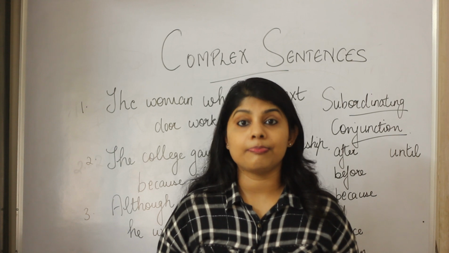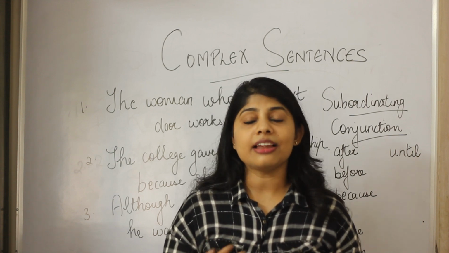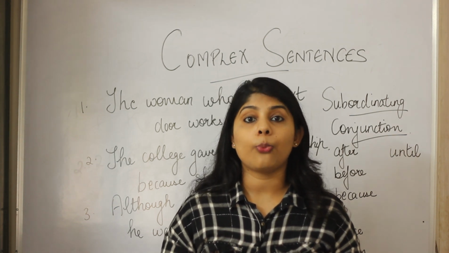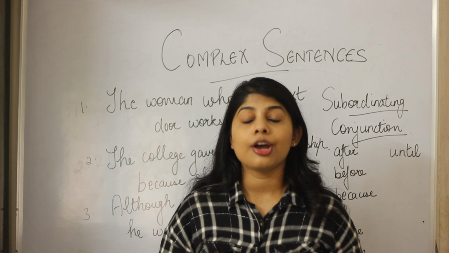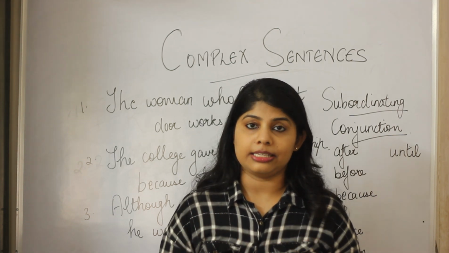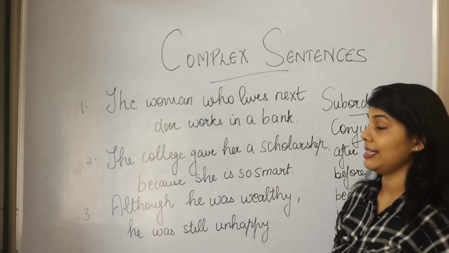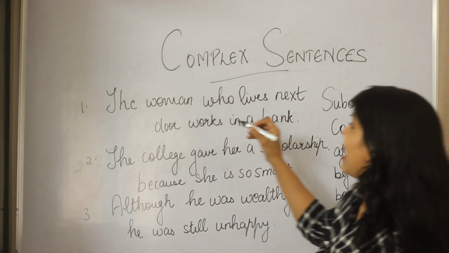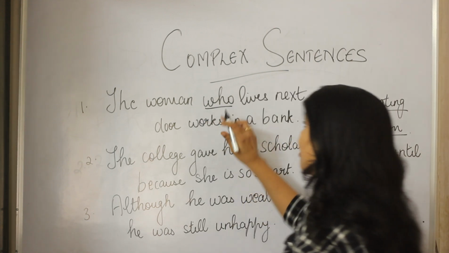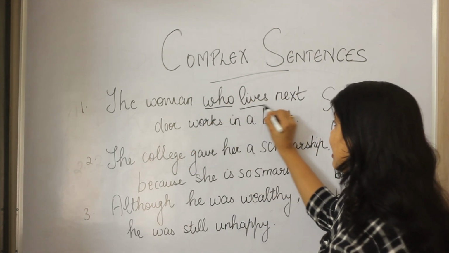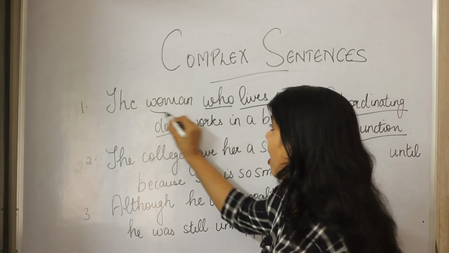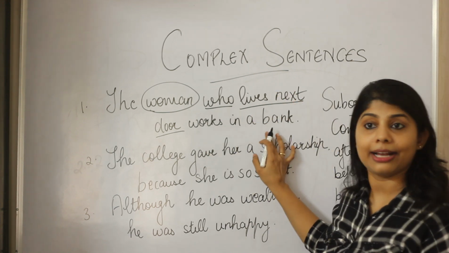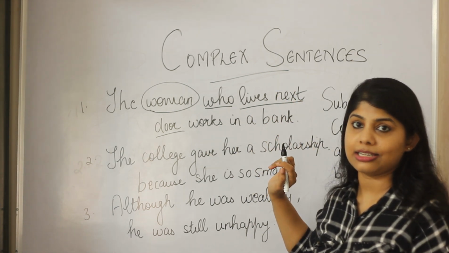A complex sentence may contain a relative clause. A relative clause starts with relative pronouns like which, when, that. These are used to define the noun that precedes it. For example, in this sentence, the woman who lives next door works in a bank. Here, the relative pronoun is who, and who lives next door is additional information that we get about the noun, the woman. So, the woman who lives next door works in a bank. This is an example of a complex sentence.